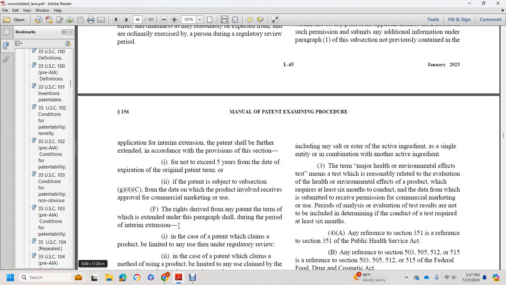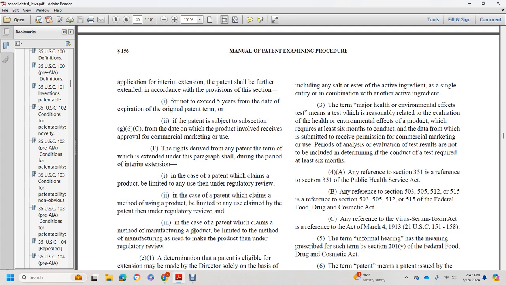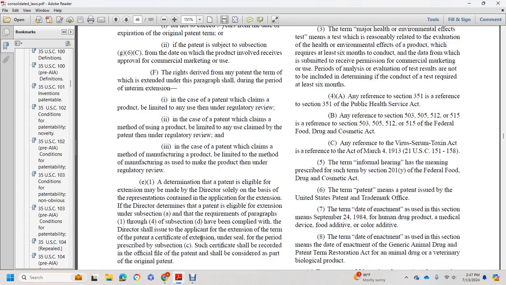2. The patent subject of the subsection G6C. The day on which the product involved receives approval for commercial use, the rights derived from any patent term extended under this paragraph shall be limited during the period of the interim extension: in the case of a patent claiming a product, to the use of the product subject to regulatory review; in the case of a patent claiming a method of using the product, to the claim of the patent covering use subject to regulatory review; and 3, in the case of a patent claiming a method of production, to the method of manufacturing the product then under regulatory review.